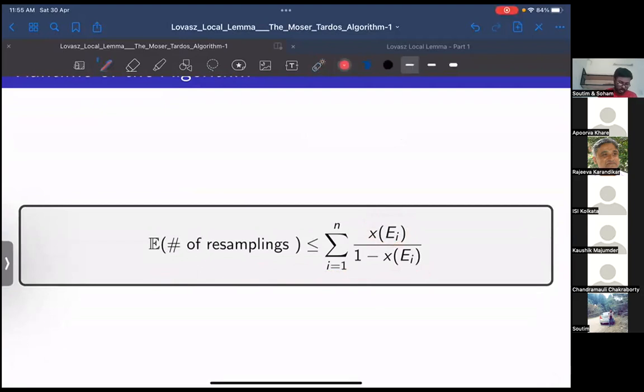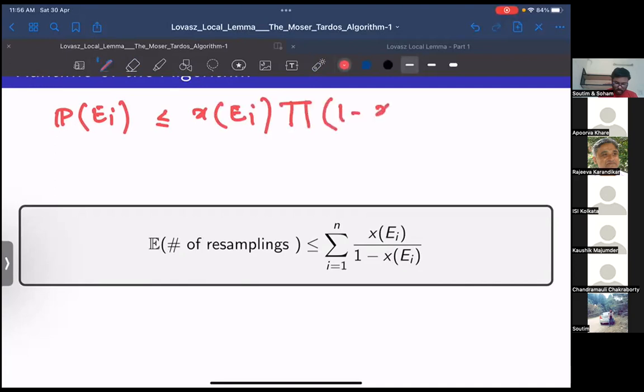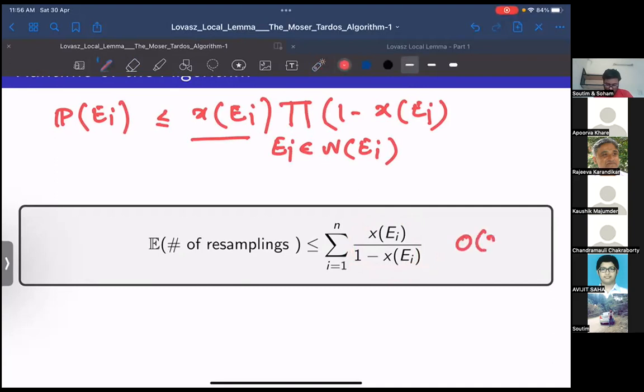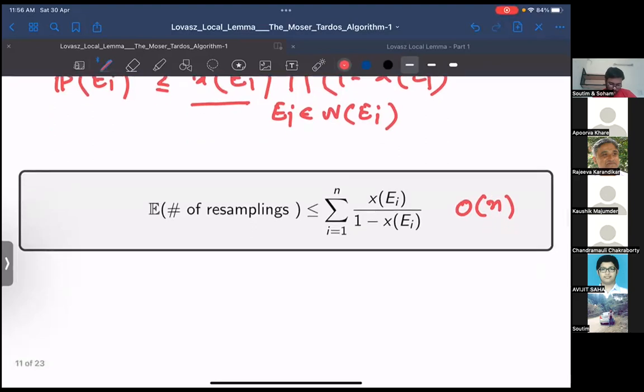So we did not get much time for that, so I'll just write it down. This was essentially some product of (1 minus x_{E_j}), where E_j belongs to the neighborhood of E_i in the dependency graph. So these x_{E_i} occur here in this resampling step. You see that this is nothing but a constant, given the x_{E_i}. So this is essentially an O(n) sort of algorithm. It's very efficient, right? Depending on the number of variables, this is an O(n) sort of algorithm.